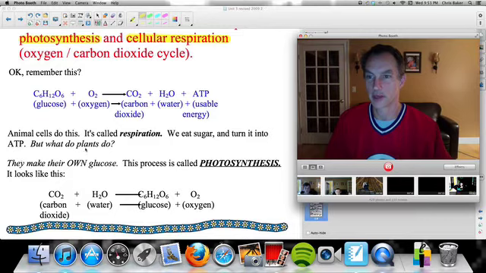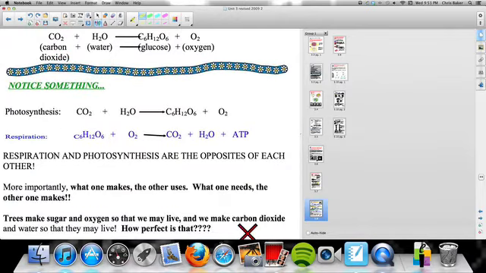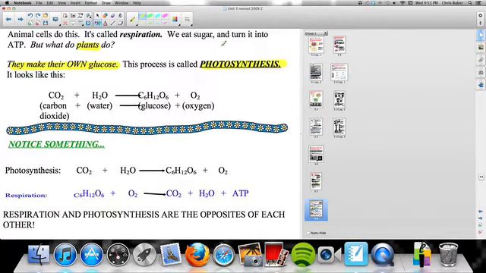So, plants make their own glucose, and they do that through photosynthesis. And photosynthesis looks a lot like this.